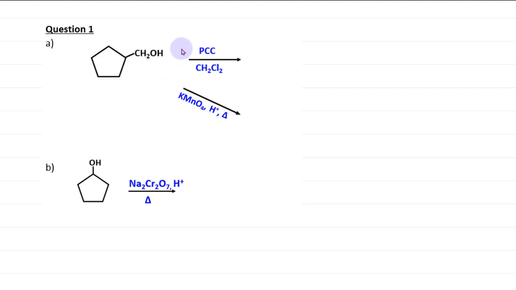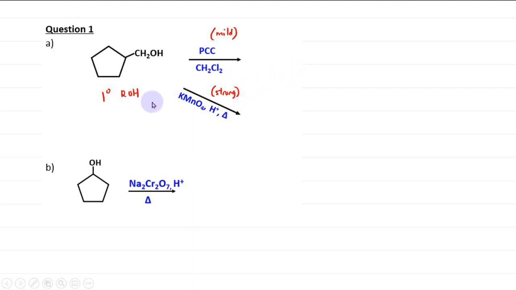So let's try example question number 1. For this structure in part A, you have an OH group attached to a primary carbon. So this is your primary alcohol. And then using the PCC in dichloromethane, this is a mild oxidation condition. And for this KMnO4 in the presence of acid under hot conditions, this is a strong oxidation. Alright, so it will produce two different products.